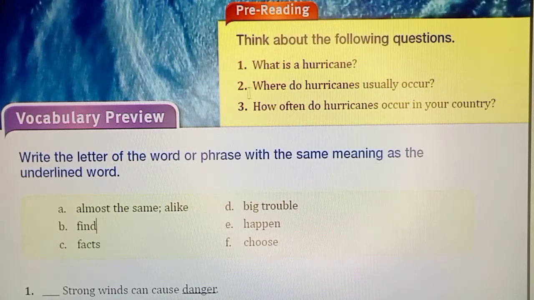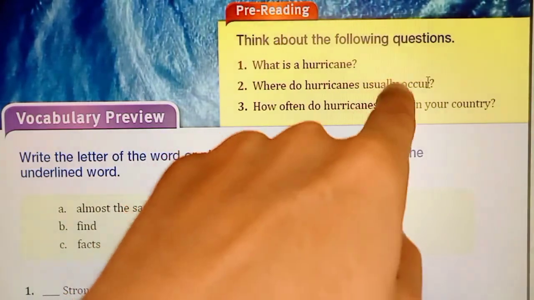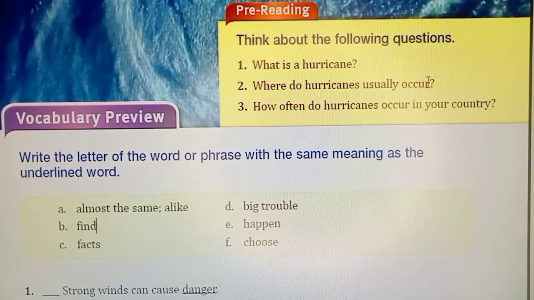Question number two. Where do hurricanes usually occur? I think hurricanes usually occur along the coasts of continents. They always start out in the ocean. Yes, that's right. Again, where do hurricanes usually occur? Hurricanes usually occur along the coasts of continents. They always start out in the ocean. The last question.